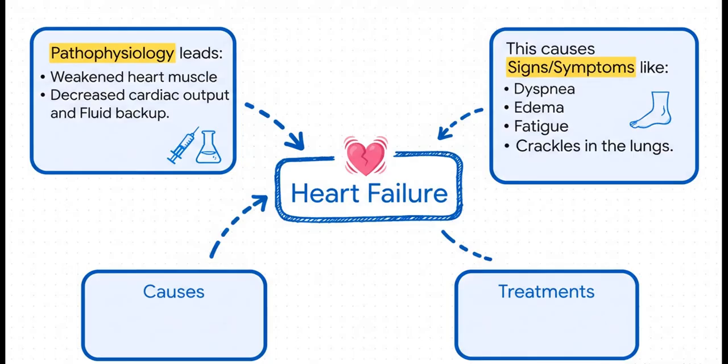Now, let's start filling it in. So under pathophysiology, what's the core problem? We have a weakened heart muscle, which causes decreased cardiac output and fluid backup. Now think about it. This directly leads to our signs and symptoms, right? That fluid backup causes shortness of breath, edema, fatigue. See how they're already connected?